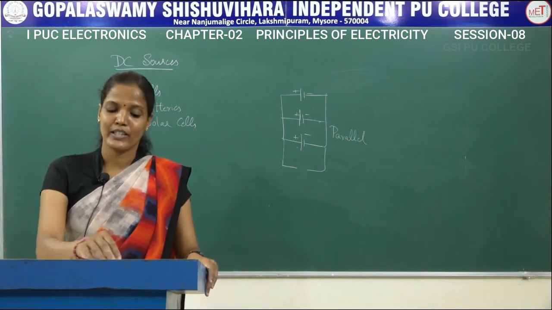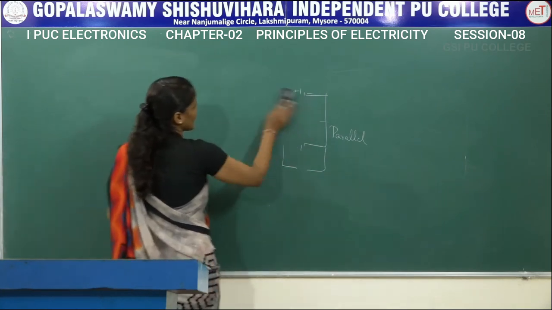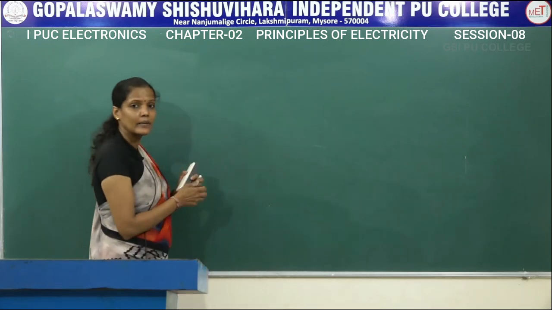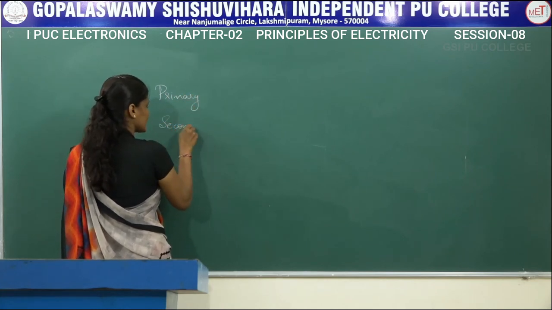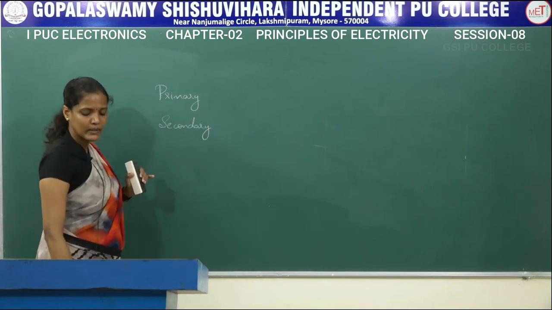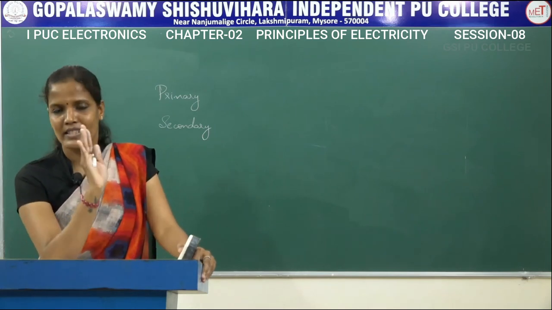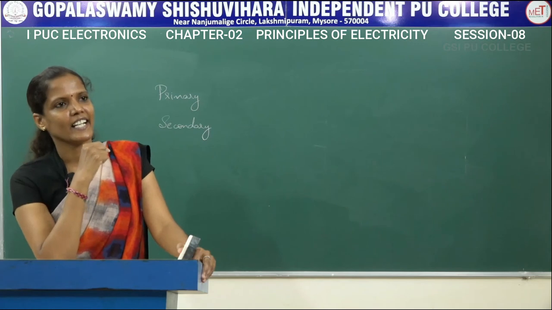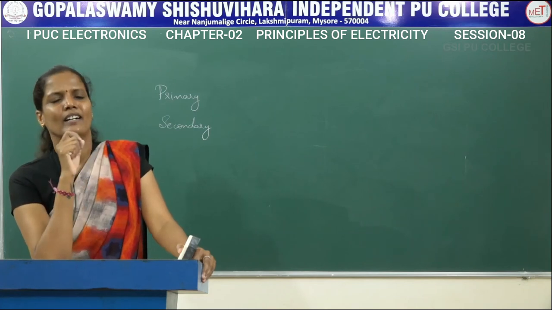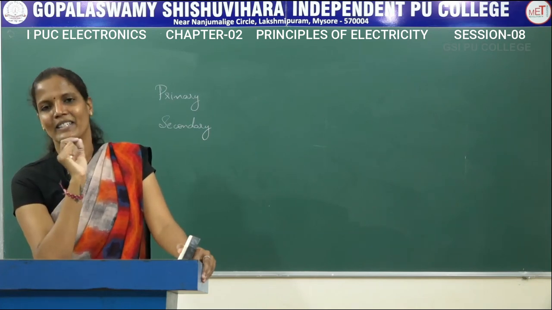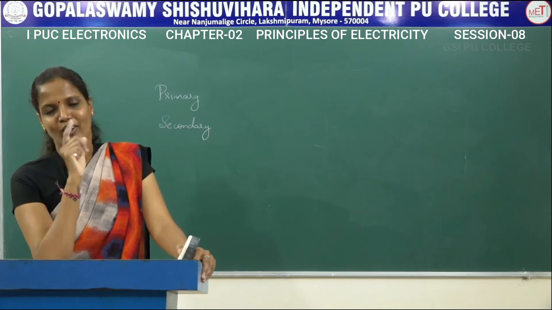Basically these batteries are classified into primary cells and secondary cells. What are primary cells and secondary cells? Primary cells are not rechargeable. Whatever cells we use in TV remotes or clocks can be considered primary cells. Secondary cells are the cells which can be recharged. The example is our mobile phone battery itself, a secondary cell which can be charged again and again, so it is called rechargeable.